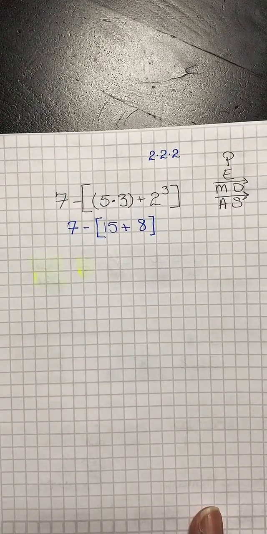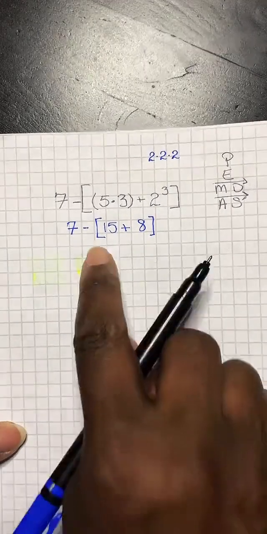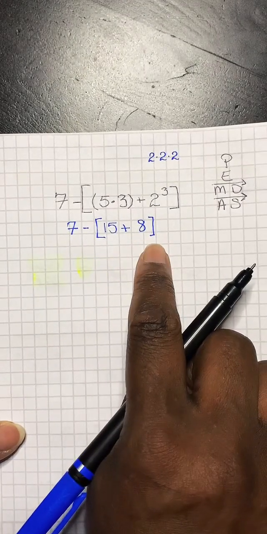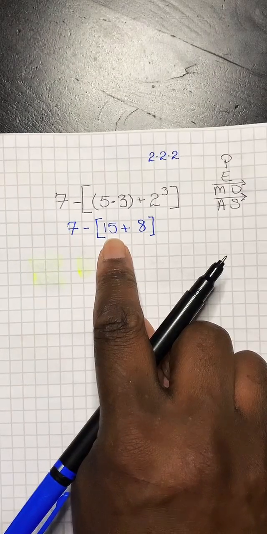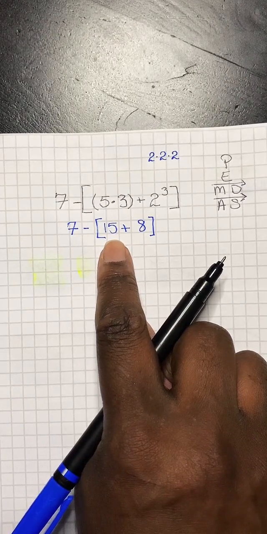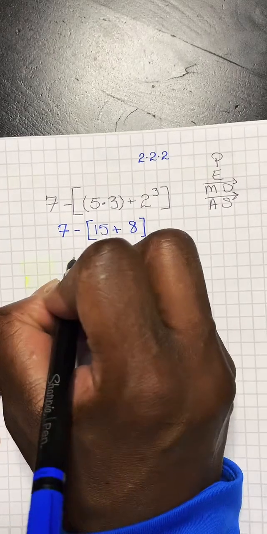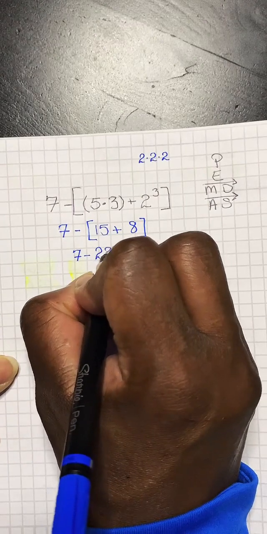Okay, how are we doing now? Are we following? We're seeing where this is coming from. All right. Okay, now we still have another bracket. The brackets you treat as parentheses. Okay, so we're going to do what's inside the bracket. So 15 plus the 8. Okay, so 15 plus 8 gives me 23. So that means it's 7 minus 23.